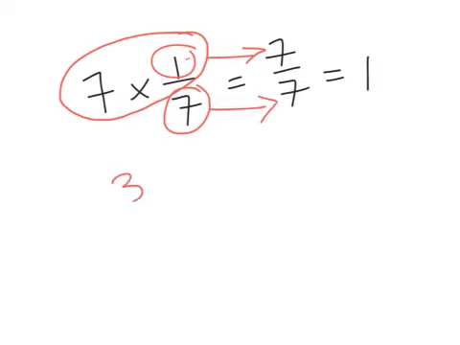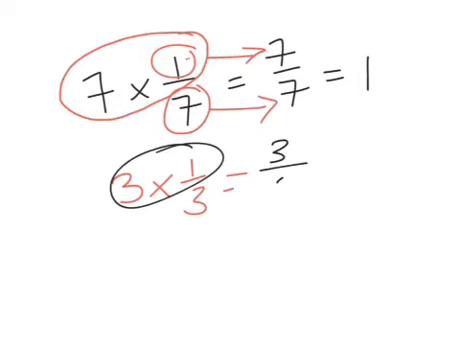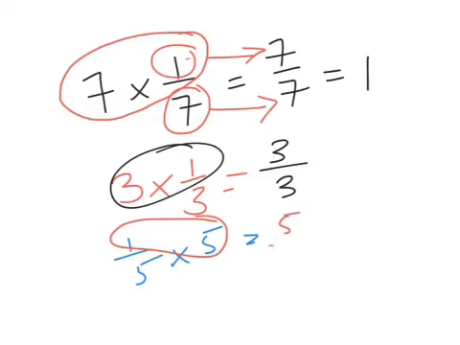So for example, if I had 3 times 1 over 3, 1 times 3 is 3, and the bottom stays the same. If I had 1/5 times 5, I would get 1 times 5 is 5, and the number on the bottom stays the same. So any fraction that has the same number on the top and the bottom is equal to 1. So multiplying a number by its reciprocal always gives you 1.